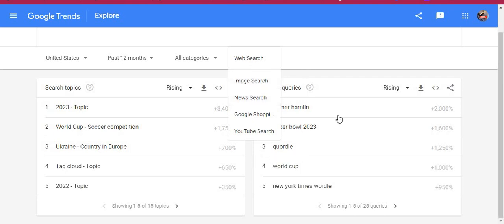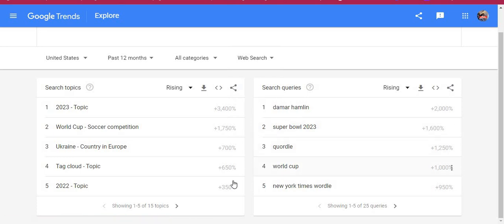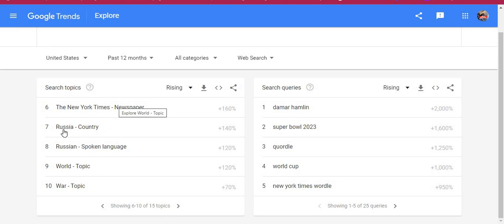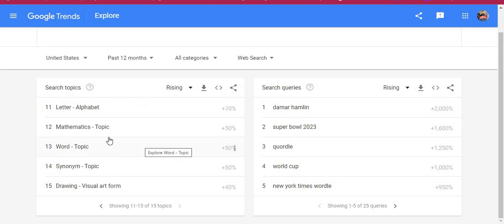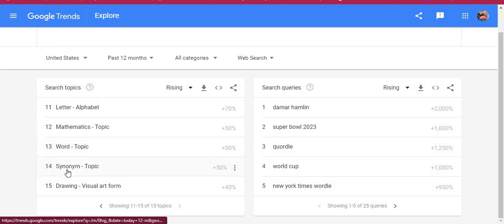So we're going to be doing something really crazy right now that I've not done before. So these are the searches. You can scroll this way to see more things. New York Times, Russian country, Russian spoken language, war topic, then scroll to just see all kinds of things: letter, alphabet, mathematics, topic, word, topic, synonym, topic, drawing, virtual art form, New York. So this drawing, I don't know what this is all about, but I'm gonna see. Let me see what the drawing is all about.